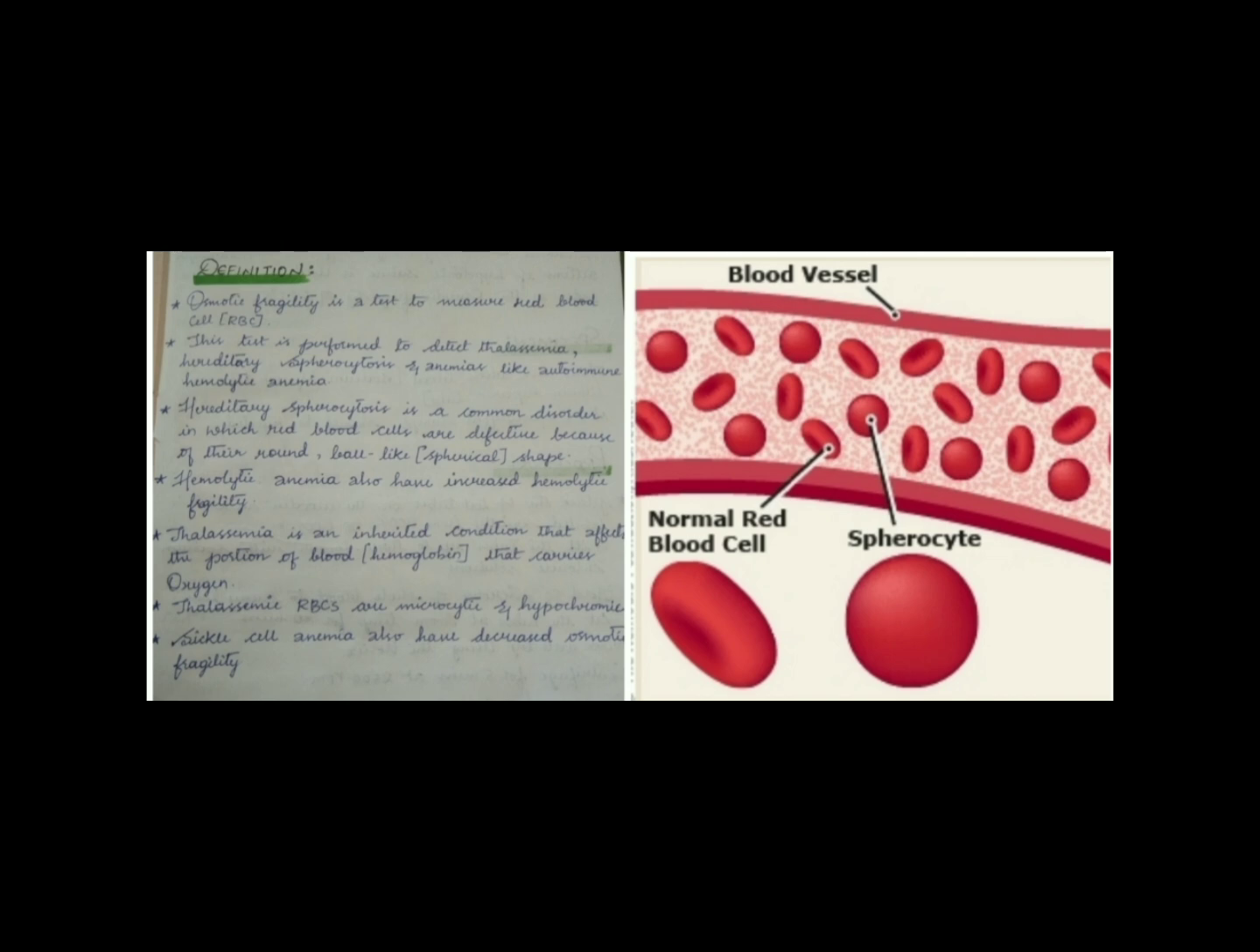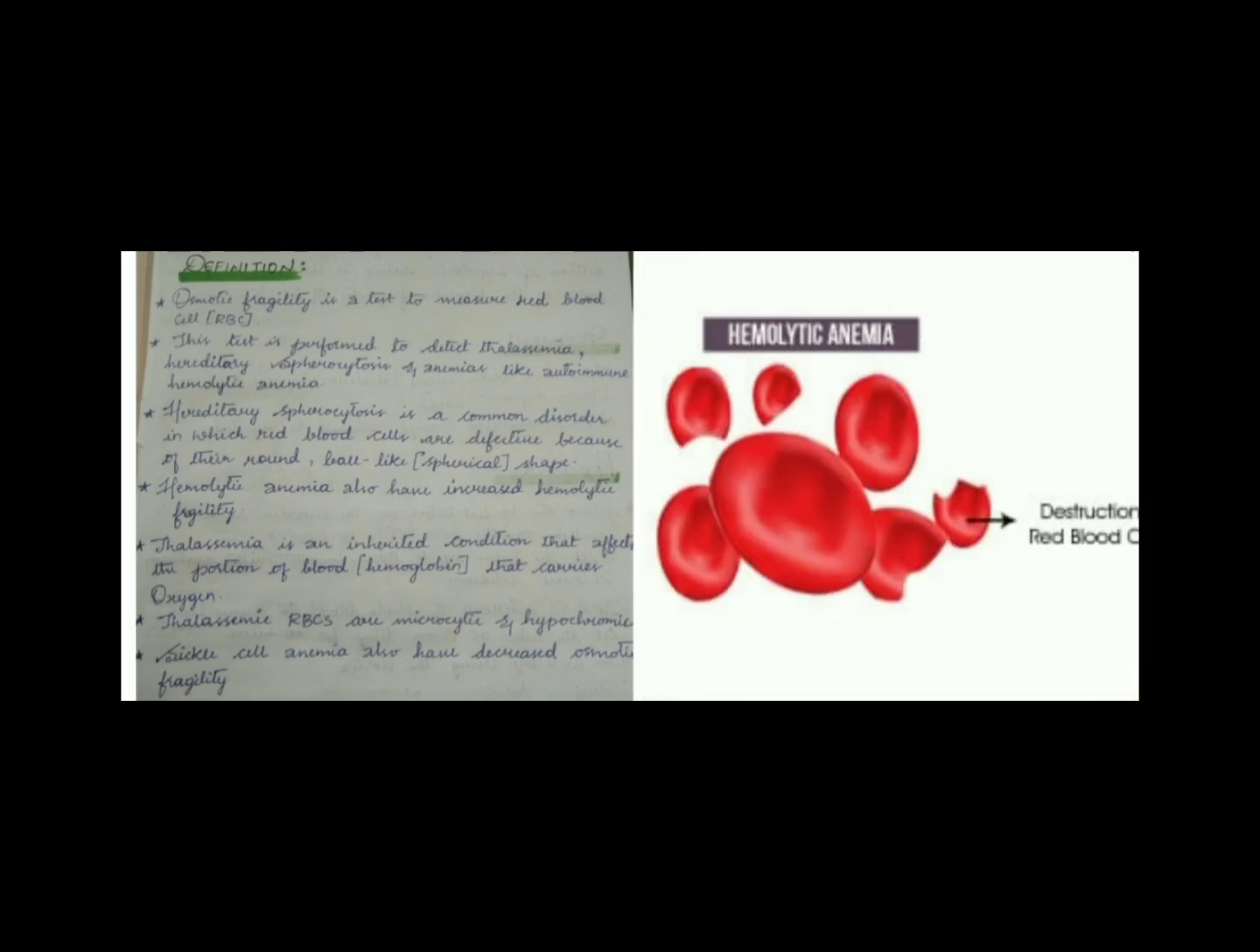Let's know about hereditary spherocytosis. It is a common disorder in which red blood cells are defective because of their round, ball-like shape. Look at the picture. The normal RBCs are biconcave in shape, but in hereditary spherocytosis they are round in shape.